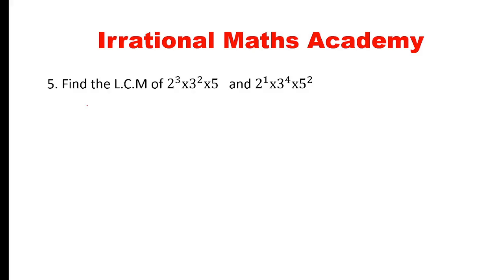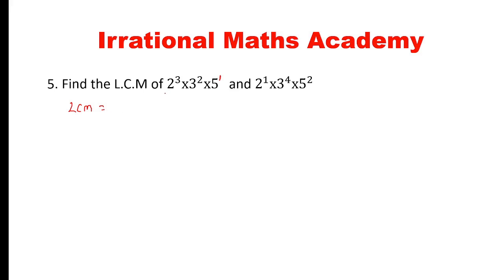Next, LCM of 2 power 3 into 3 power 2 into 5 and 2 power 1 into 3 power 4 into 5 power 2. By default, it is 1 only. So for every number, if nothing is there, by default power 1 only. So whenever you are finding the LCM of any number, and if it is the product of prime numbers with powers, what you need to do is take out the highest out of that. Need not be common. You have to take highest.